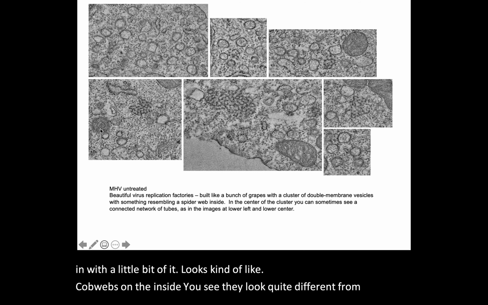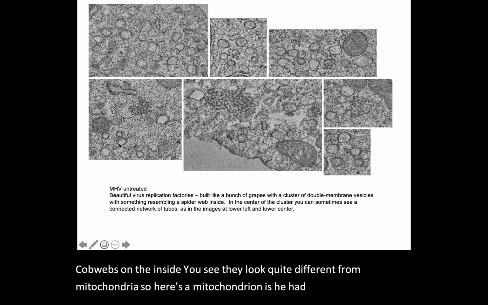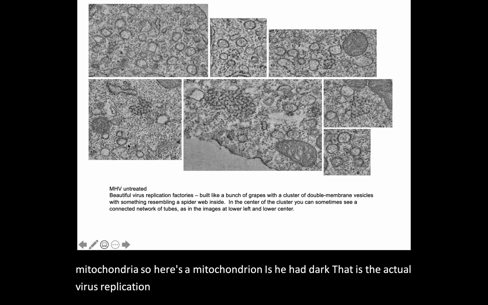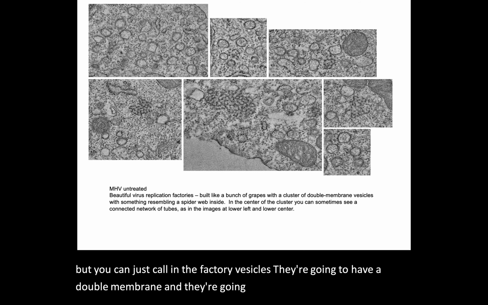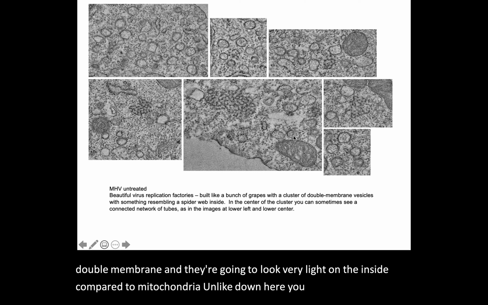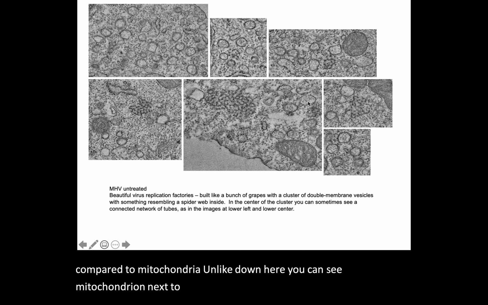So here's a mitochondrion, and see how dark that is? The actual virus replication factory double membrane vesicles are what we call them, but you can just call them the factory vesicles. They're going to have a double membrane, and they're going to look very light on the inside compared to mitochondria. Like down here, you can see a mitochondrion next to a bunch of these little factory vesicles.